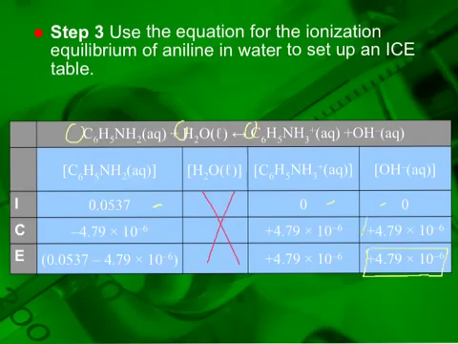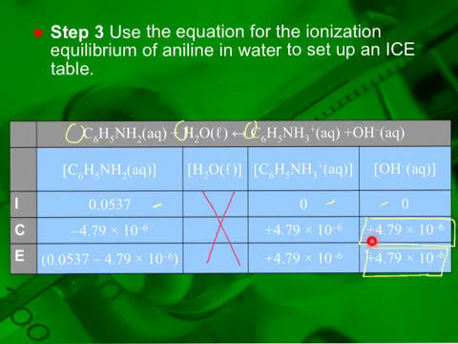Oh, it must have reacted, or it must have changed through a concentration change of positive 4.79 times 10 to the minus 6 moles per liter. If that much hydroxide was produced, then the equivalent amount of conjugate acid was also produced. And if that much hydroxide was produced, we use the same amount of the weak base.